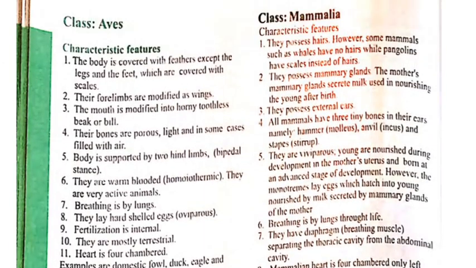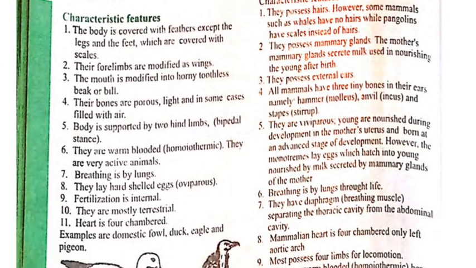Alright, to the end we have aves. The body is covered with feathers except the legs and feet, which are covered with scales. You can also see that there's an increasing order of complexity. Even when you talk about evolution, it is believed that, just as we have been discussing, that's how evolution occurred, from fishes to amphibians to reptiles to aves to mammals.